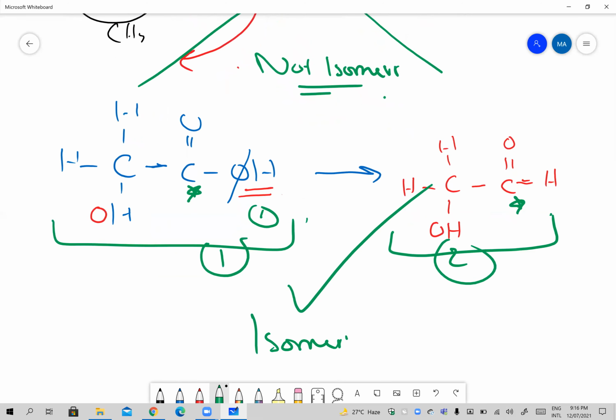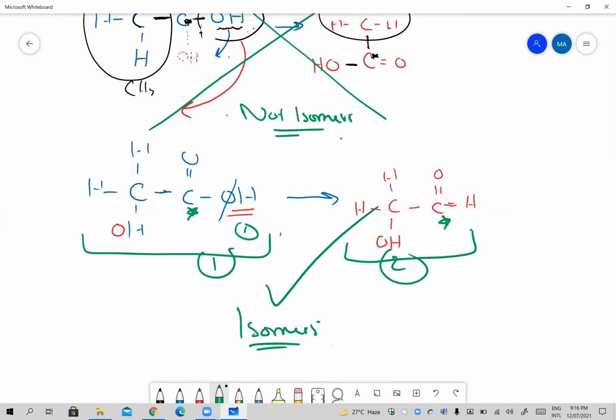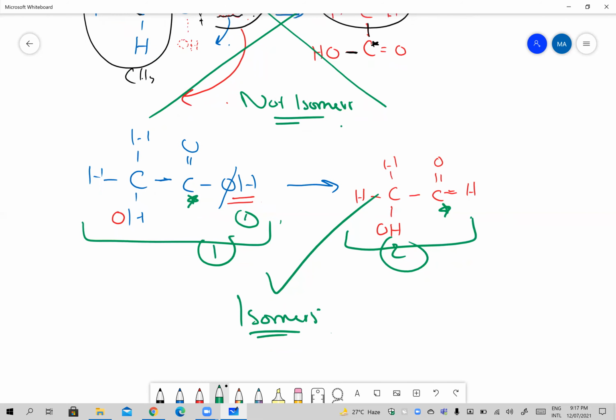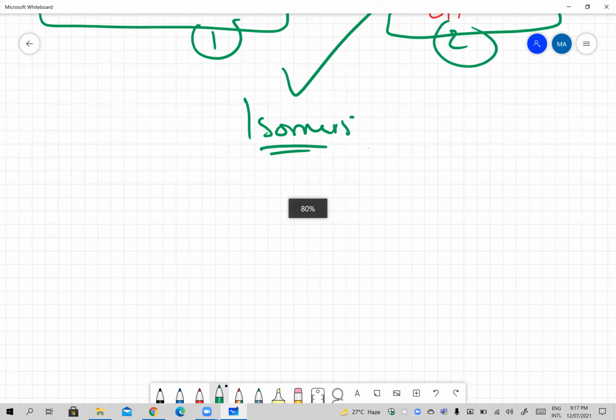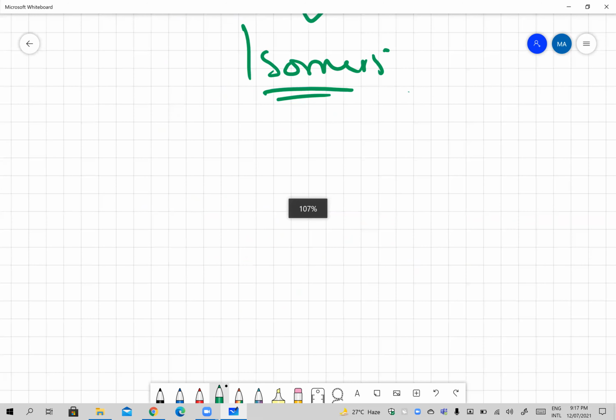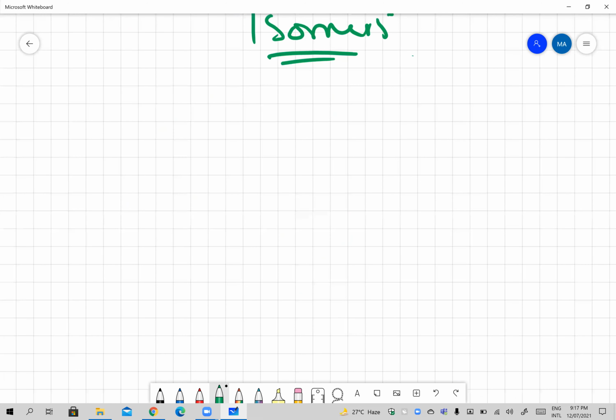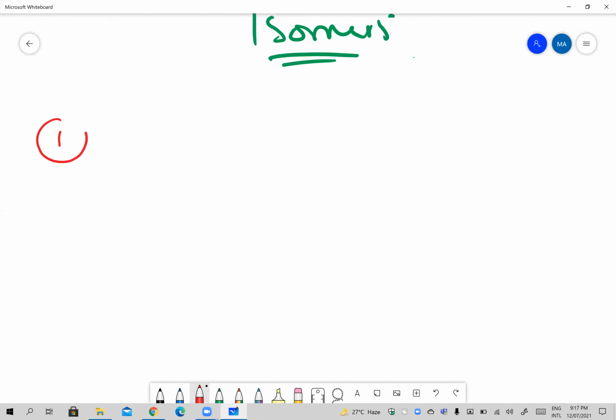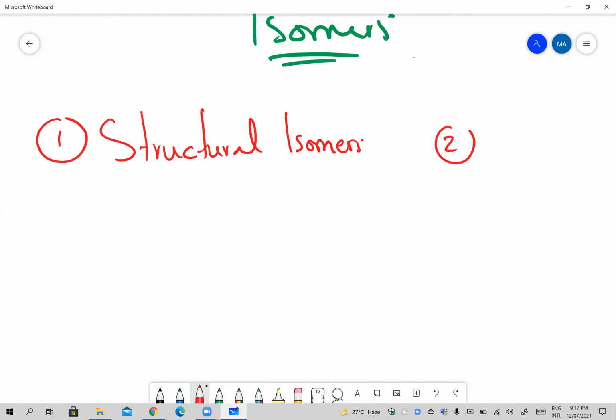And then what type of isomers do we get? What are the names for these isomers? This is what we study further after this. Classification of isomers based on these connections. There are two major types of isomers. Number one, the structural isomers. And number two, stereoisomers.